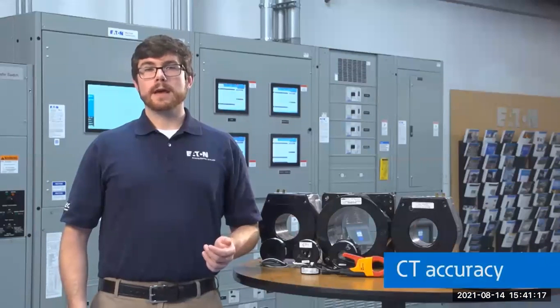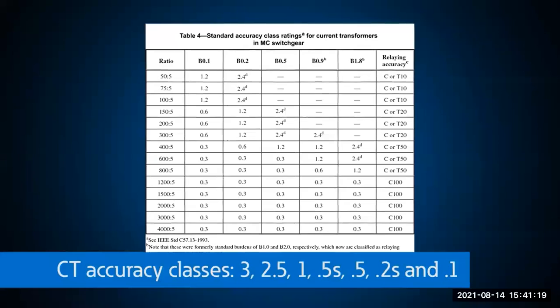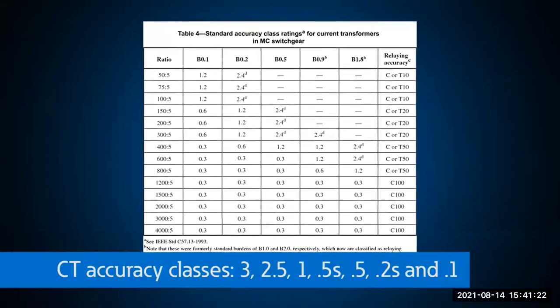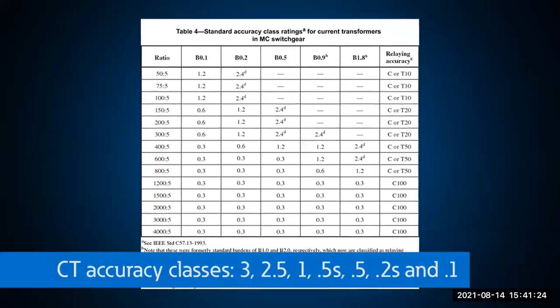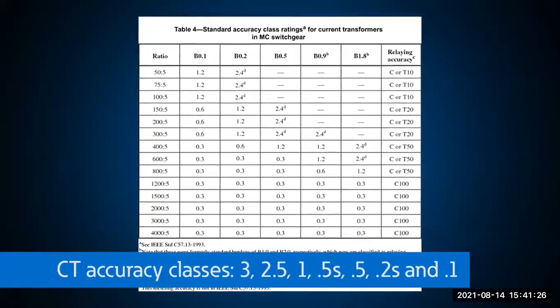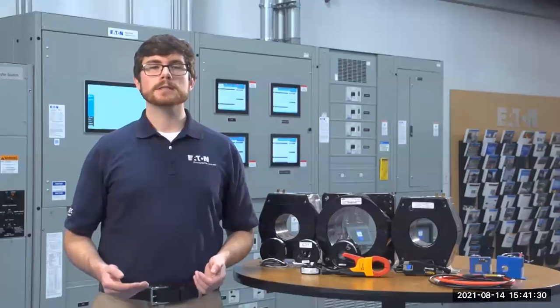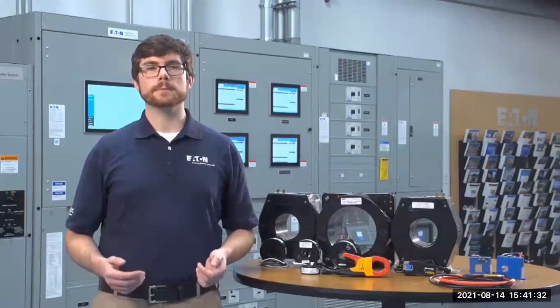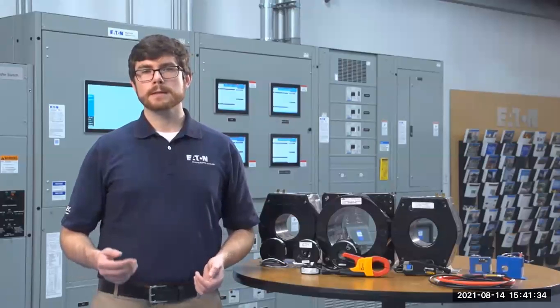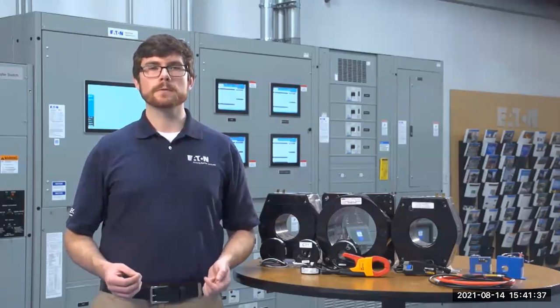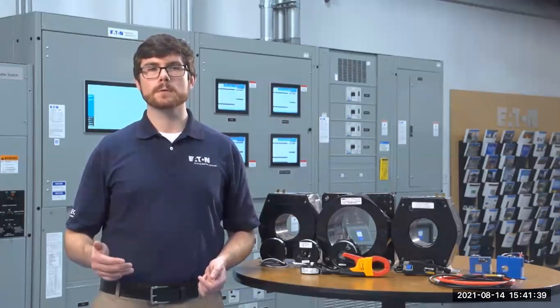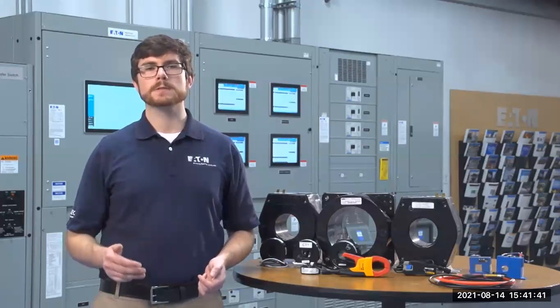CTs come in a variety of accuracy classes. For example, the ratio of primary to secondary current error of a Class 1 CT is 1% at rated current. A 0.5 rated CT is 0.5% or less. The accuracy of these devices is very important for protective relaying and metering. They have specific requirements for overload currents in excess of the normal rating to ensure accurate performance of the relays during system faults.